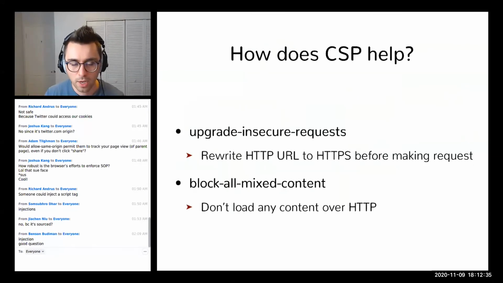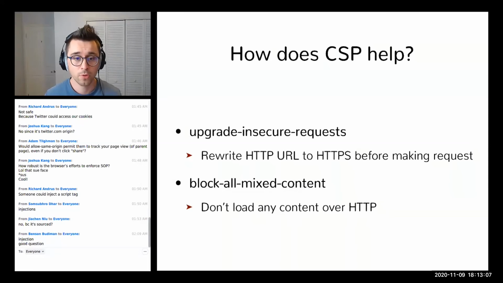Okay, so the other two CSP directives that we saw, upgrade-insecure-requests and block-all-mixed-content, they basically help with this migration from HTTP to HTTPS, right? So they rewrite HTTP URLs to HTTPS before making a request. On big web pages, you'll have a bunch of URLs that are still HTTP. If you sent your page with the CSP header that says, hey, upgrade-insecure-requests, before the browser makes the request, it tries to actually fetch it over HTTPS, right?